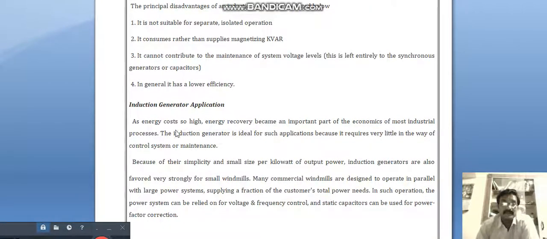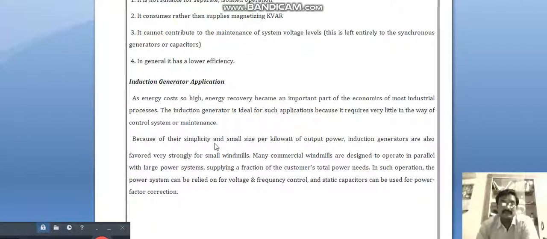Induction generator applications. The energy cost is so high that energy recovery has become an important part of the economics of most industrial processes. The induction generator is ideal for such applications because it requires very little in the way of control systems and maintenance. Because of the simplicity and small size per kilowatt of output power, induction generators are also favored very strongly for small windmills.